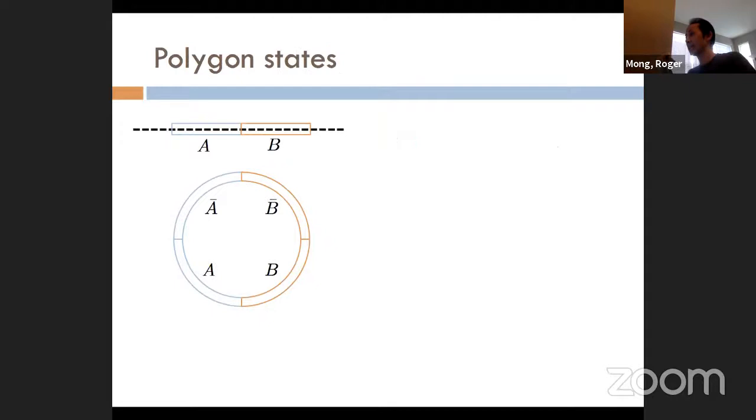So I'm going to give a slightly more technical variation of what I meant by gap states, by introducing polygon states. The idea of a polygon state is that we're going to take A and divide it heuristically, not spatially, but we're going to divide the Hilbert space A in terms of a product of a left piece times a right piece, and we're going to do the same with B.